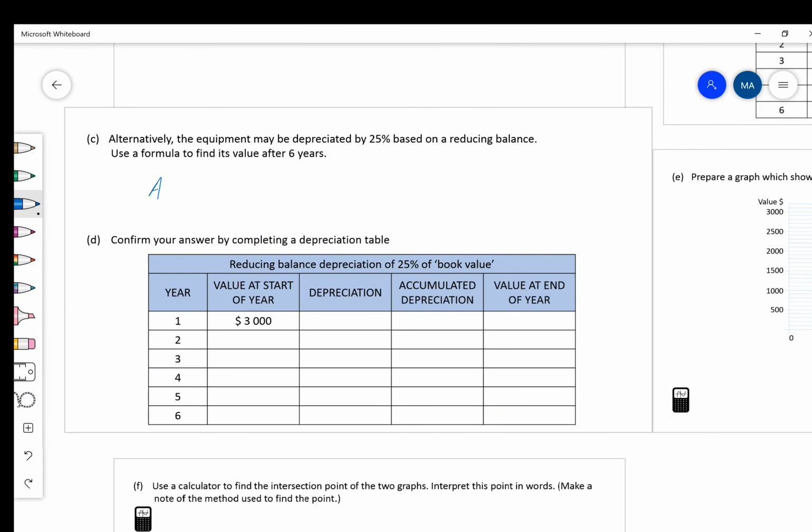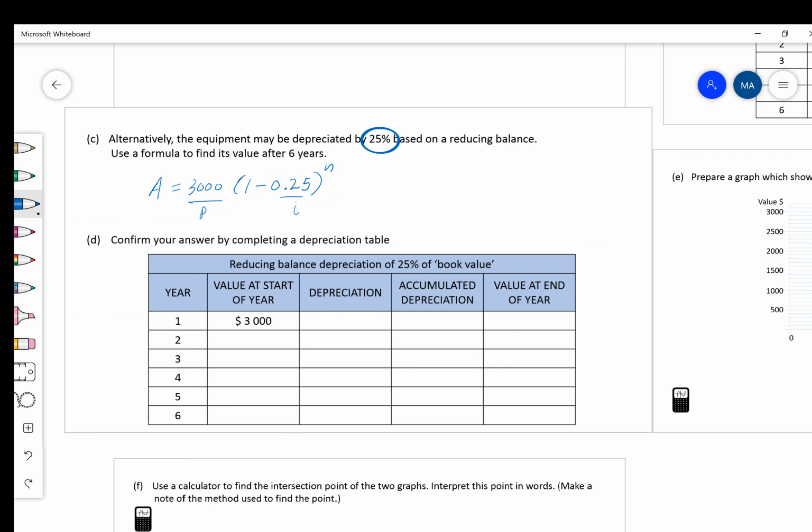So A equals, okay, the equipment was originally worth $3,000, so I'm going to put that where the P value goes, and then I'm going to go 1 minus, oh, I nearly went to do a plus, let's rub that out, 1 minus this rate here as a decimal, so 25% is 0.25, and then that's to the power of n. So A and n stay as they are as variables in the equation, but we replace the P value and the I value with those numbers.